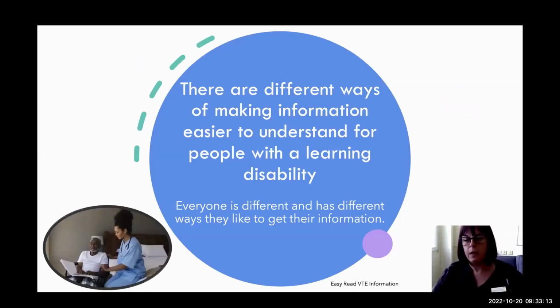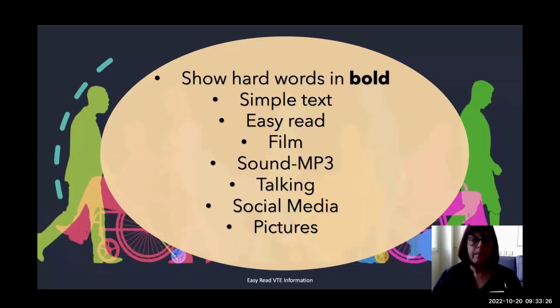There are lots of different ways that we can make information accessible for our learning disability patients. And sometimes it involves thinking outside the box a little bit. So let's look at some of the ways in which we can do this. So we show hard words in bold text. We use simple text, easy to read format in a large font. You can do a film or a presentation, or sometimes just a soundtrack is quite nice so they can listen to it and don't need to concentrate on trying to formulate the words in their head.